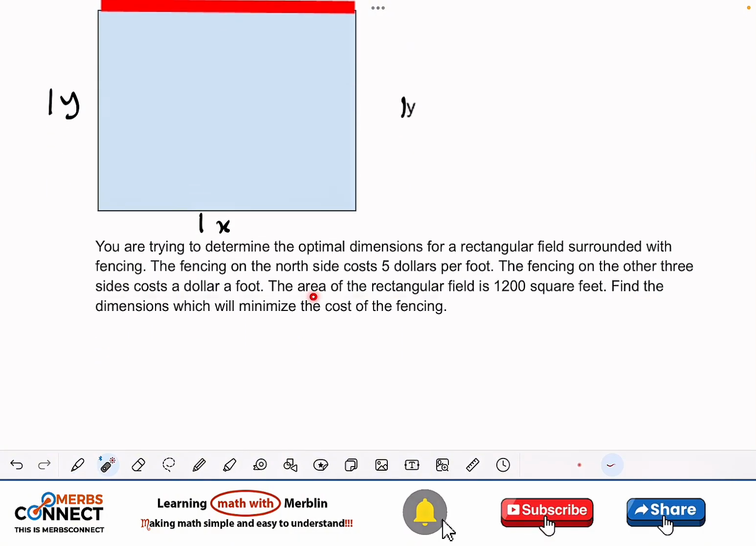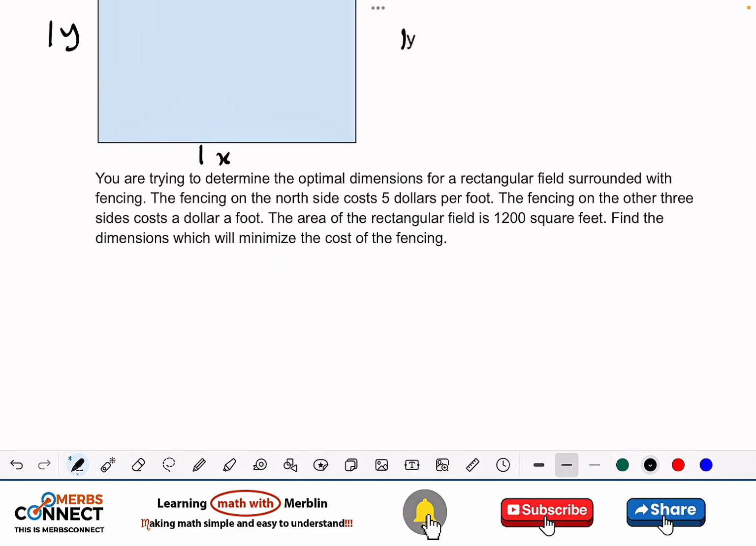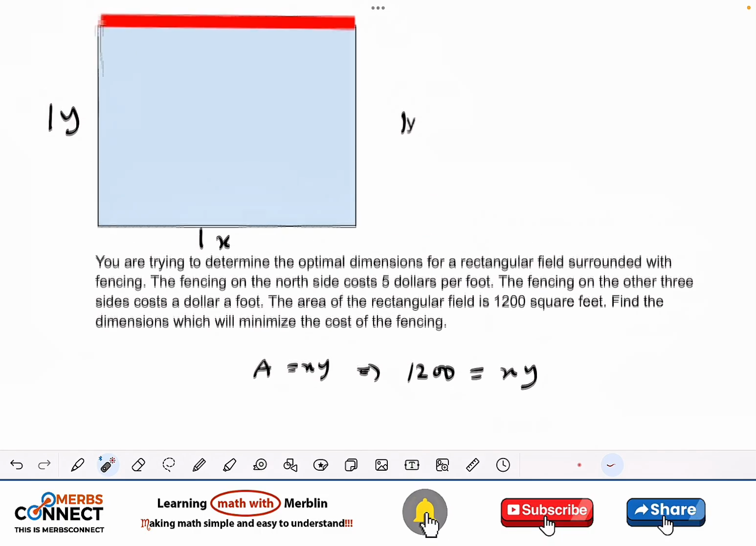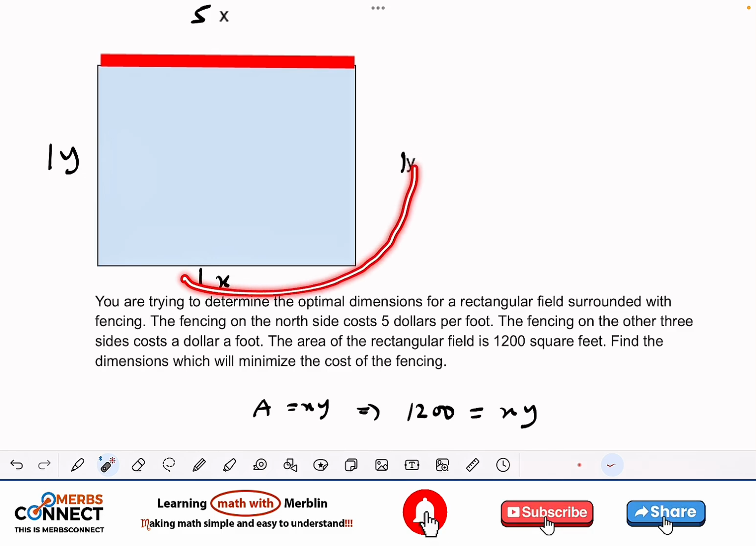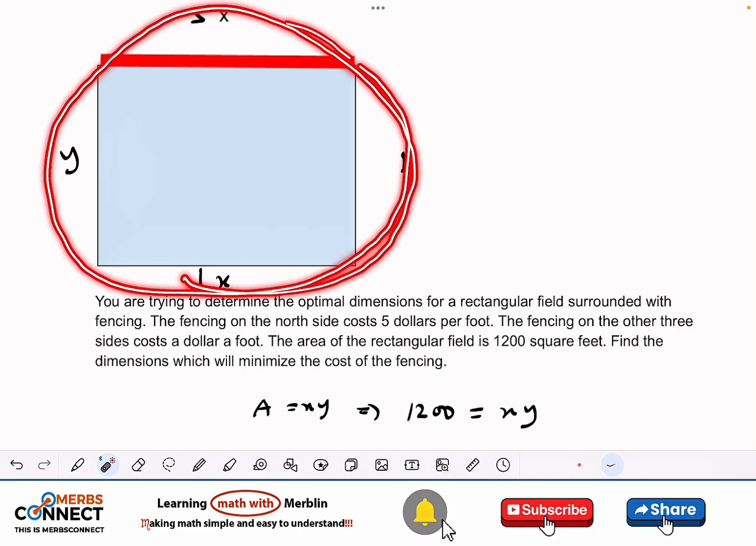Now the question is saying that the area of the rectangular field is this. So what is the formula for finding area of a rectangle? x times y, right? So the area is xy, but area is given to be 1200, which is going to give us xy equals 1200. Now the question is, we want to find the dimension that minimizes the cost. So the cost is what we are going to bear when we are fencing this.